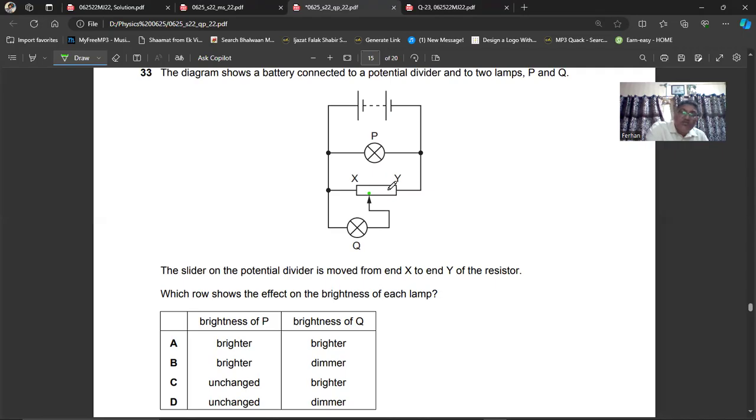Only this portion of the resistance will be used. So the voltage drop on this will be less, and the voltage drop on the Q will gradually become more. So it will become brighter. So I think C is the choice: the P remains unchanged and the Q becomes brighter as this slider moves towards the Y. The reason is this portion of the resistor which is being used is becoming smaller and smaller, so the voltage drop at the Q will increase and it will become brighter. So we think question number 33, C is the choice, sir.